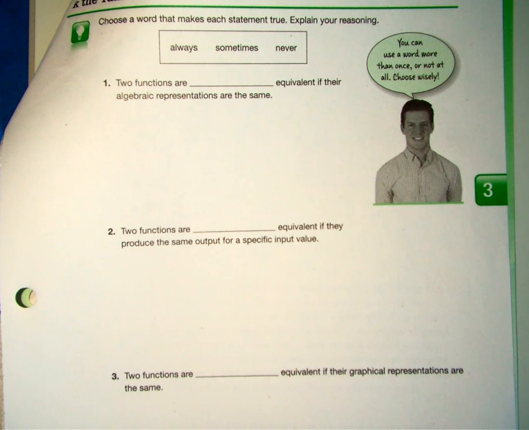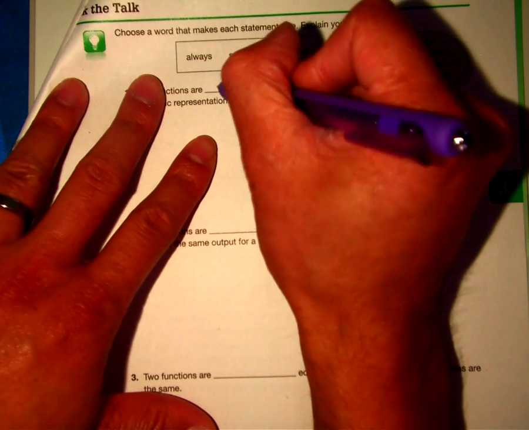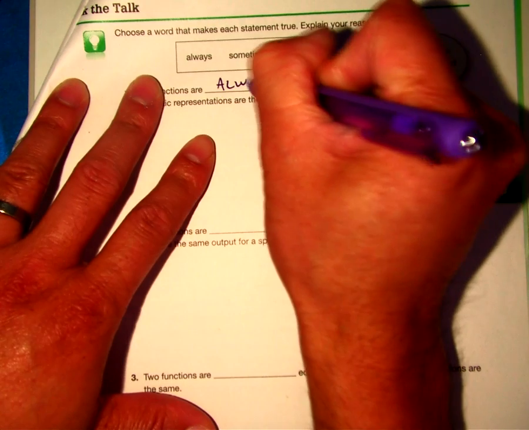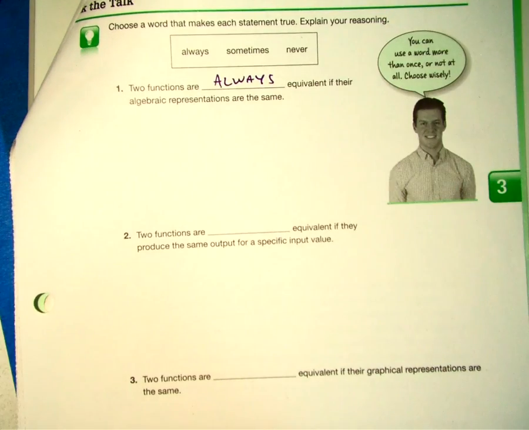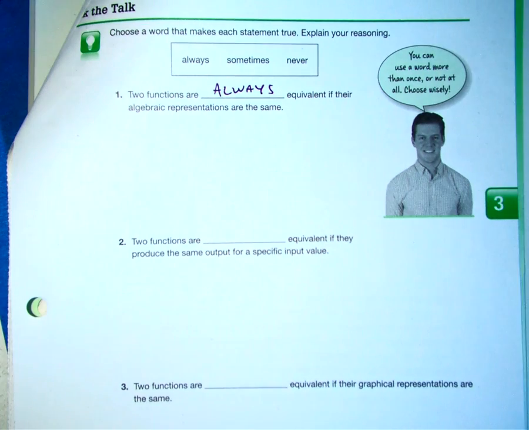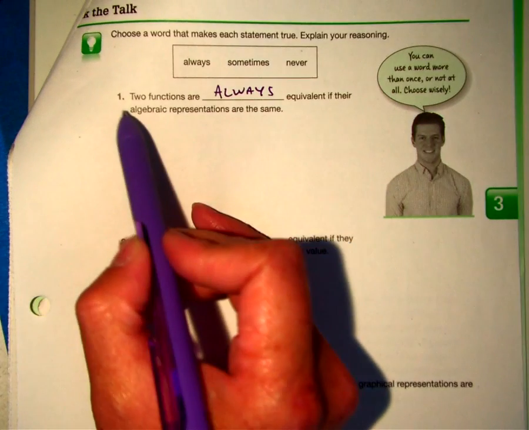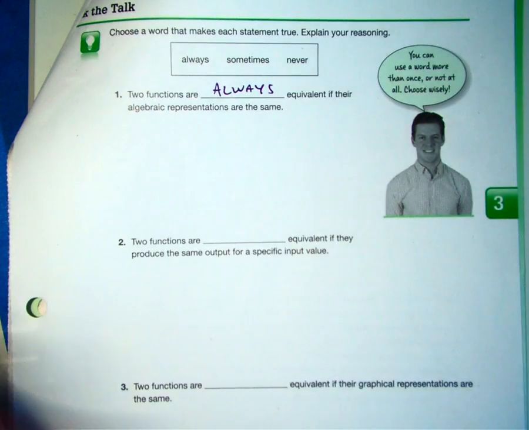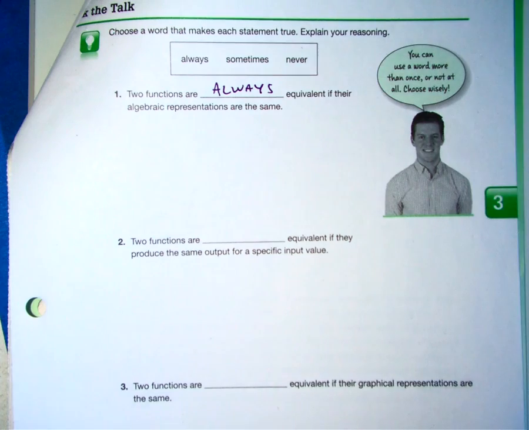Raise your hand if you wrote always. Sometimes? Never. The answer is always. So then that must mean... Julian, read number 1 for us, please. Two functions are always equivalent if their algebraic representations are the same.